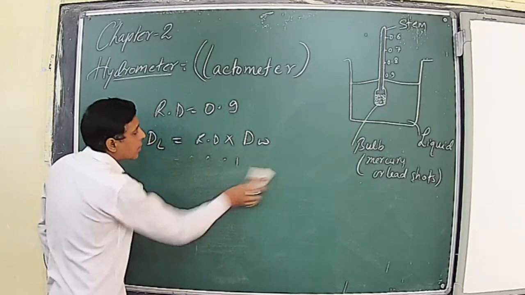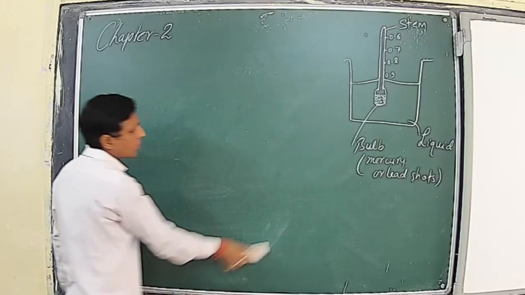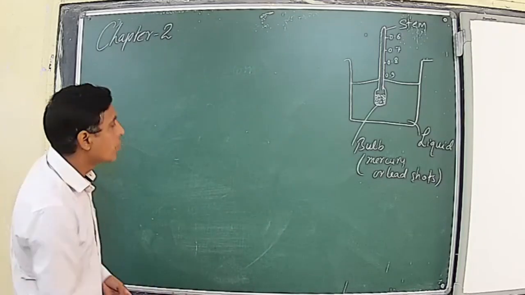Now, what is the importance of relative density? We have discussed it yesterday only. Today also, we will go through it once again. Next one, flotation and sinking.